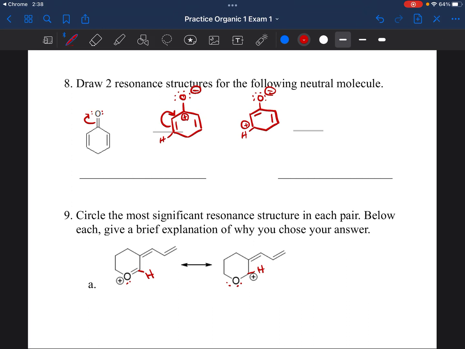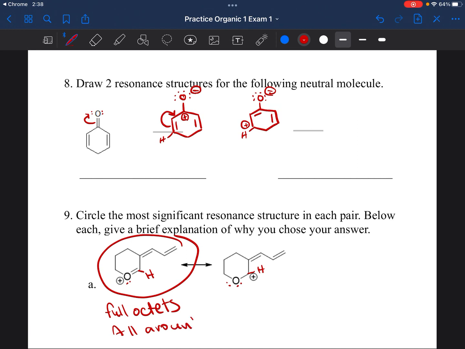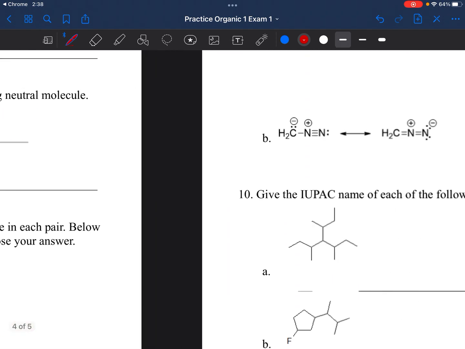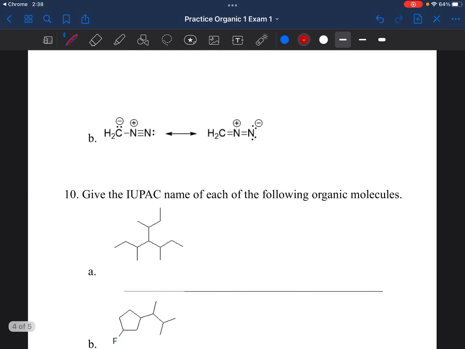Now, the very first thing to look for when checking significance is octets. And when you have a positively charged carbon, you do not have a complete octet. This is going to be my most significant resonance structure because every atom has a full octet, so full octets all around.